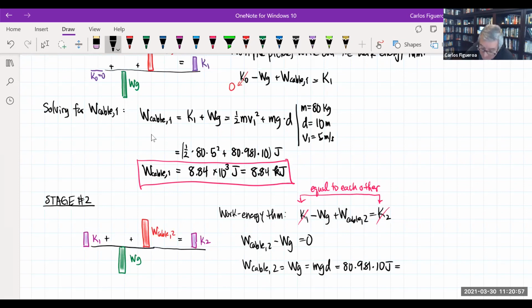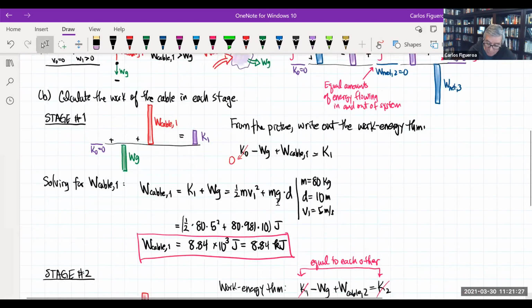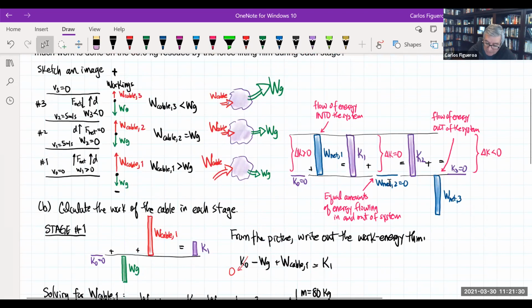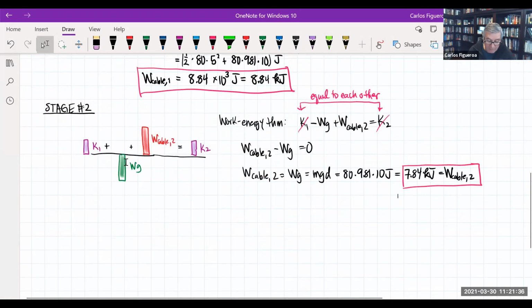So then this gives me 7.84 kilojoules. And that has to be the work of the cable at 2. Now, is this a surprise? Well, I could see that the work of cable 2 is smaller than the work of the cable during stage 1. And again, from our picture, we knew that had to be the case. We looked at these things, and as we compare them, we knew that had to be the case. Okay, let's keep going on to the next stage.